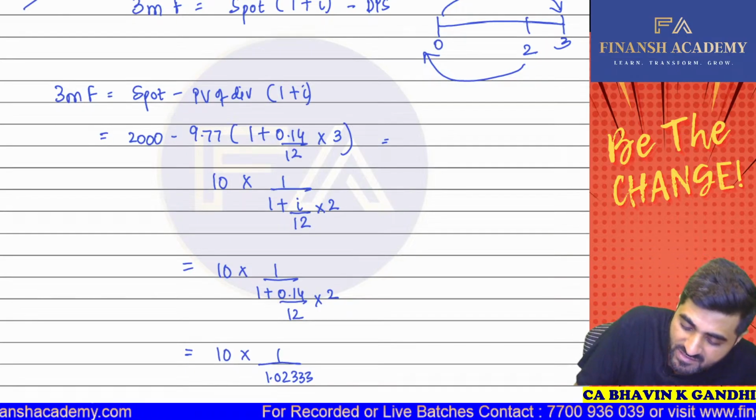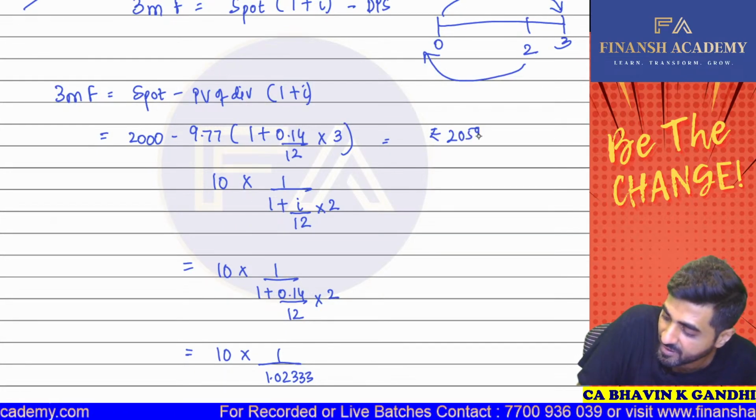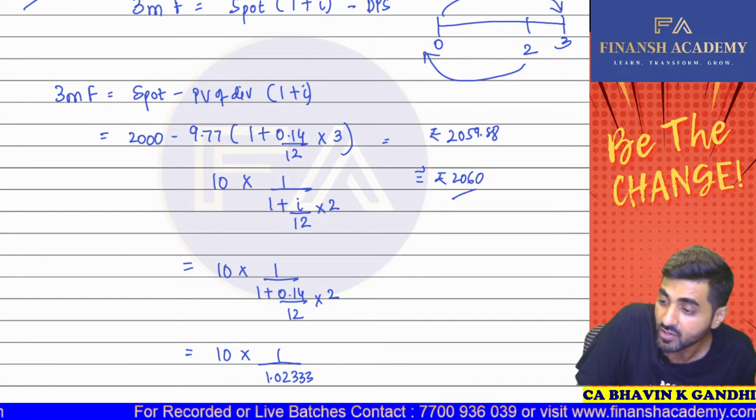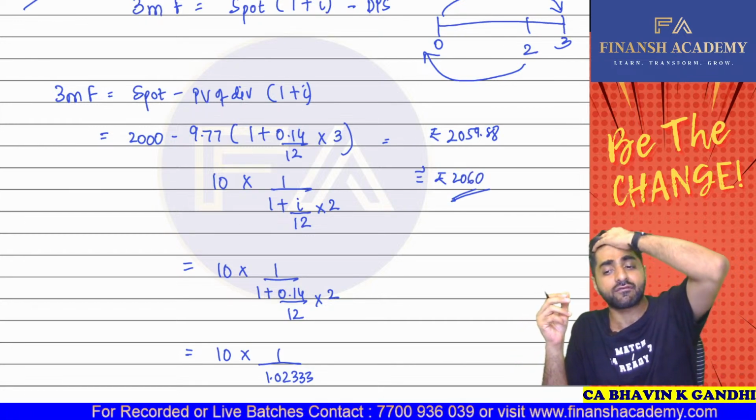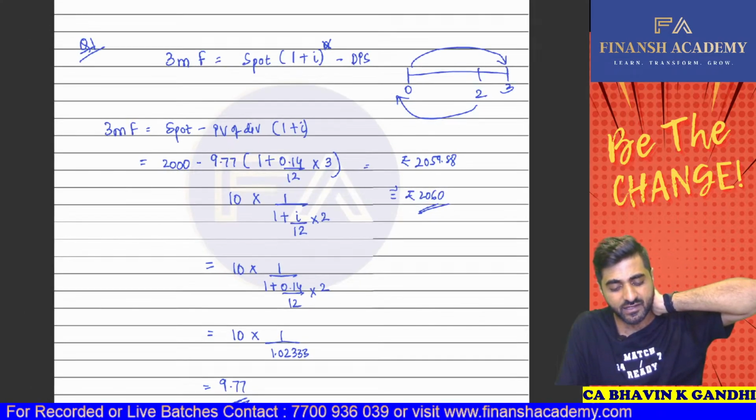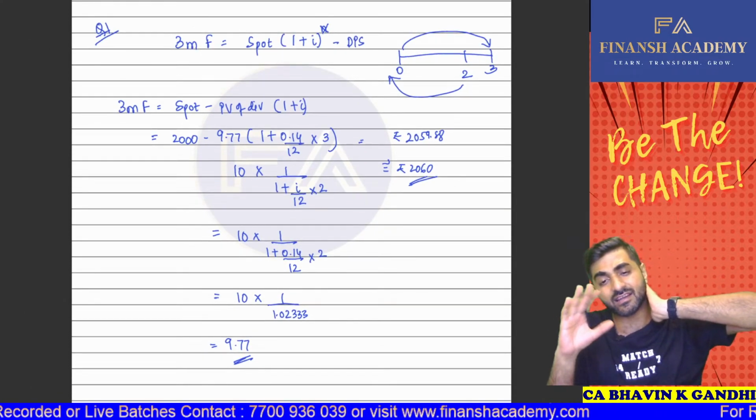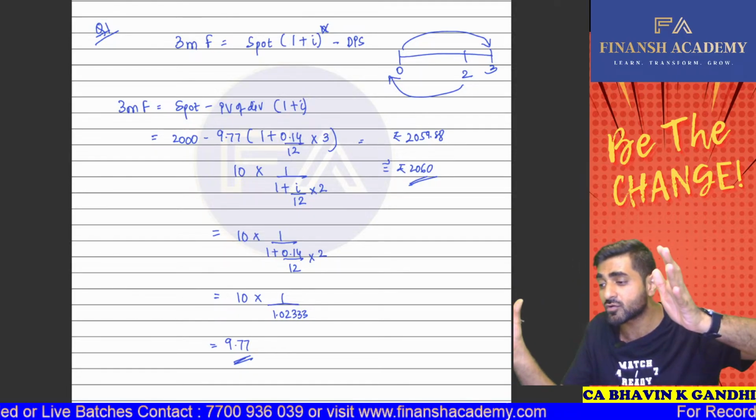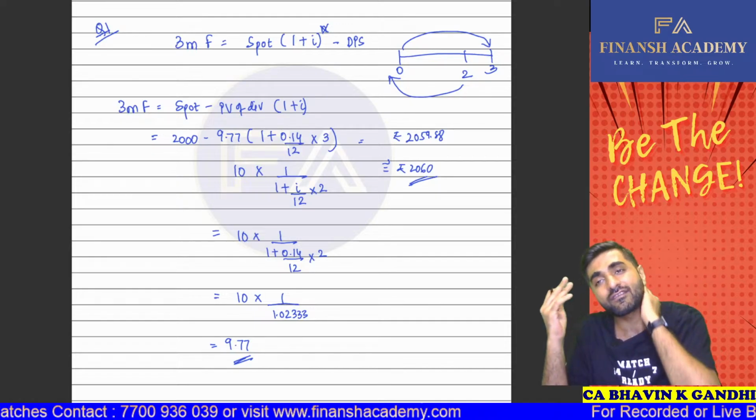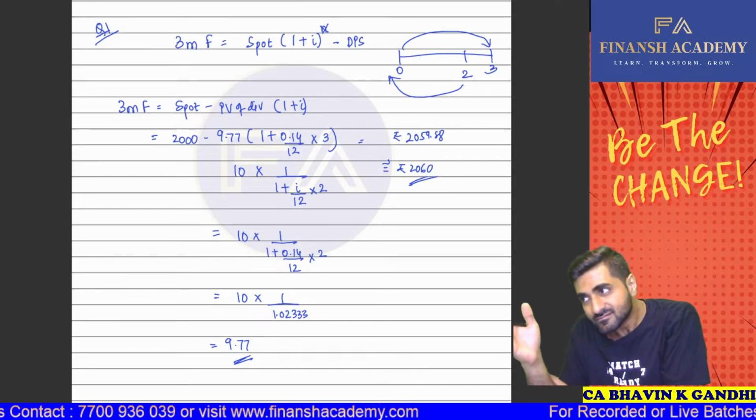So ultimately this comes as somewhere around rupees 2059.88 or approximately rupees 2060. So on this basis, we'll be getting your future price. Come on, yes or no? Yes, sir. Because it was the first question, I've done it very thoroughly by taking each and every step into consideration, how to do the calculation from dividends, which was there at the end of your 2 months.